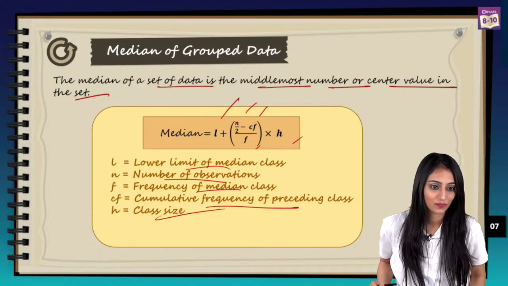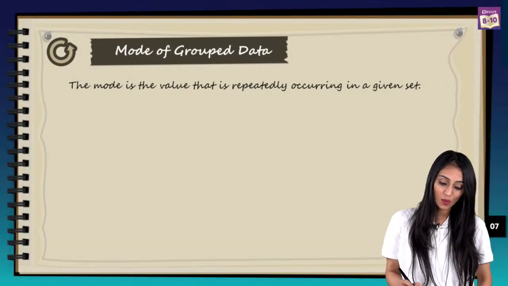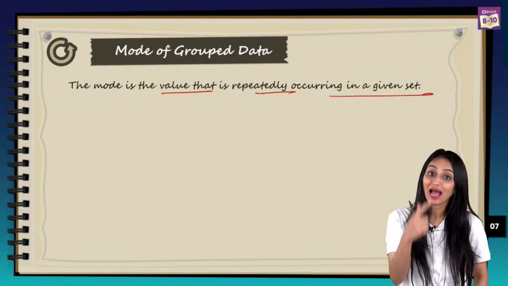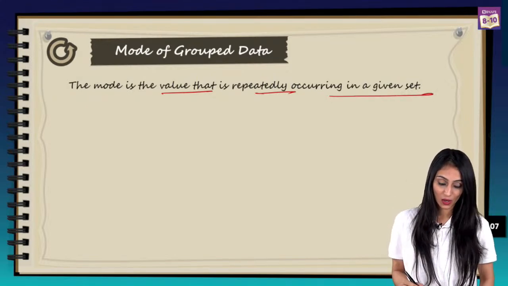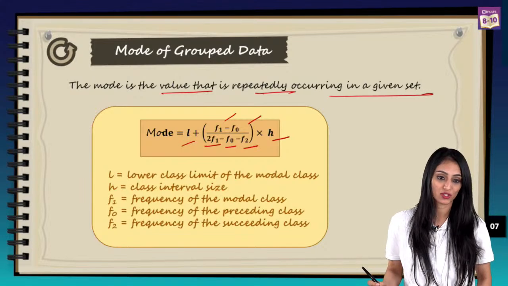Okay. So, coming to the mode. Mode is the value that is repeatedly occurring in a given set, which has the highest frequency, right? So, mode is L plus (F1 minus F0) by (2 F1 minus F0 minus F2) into H.